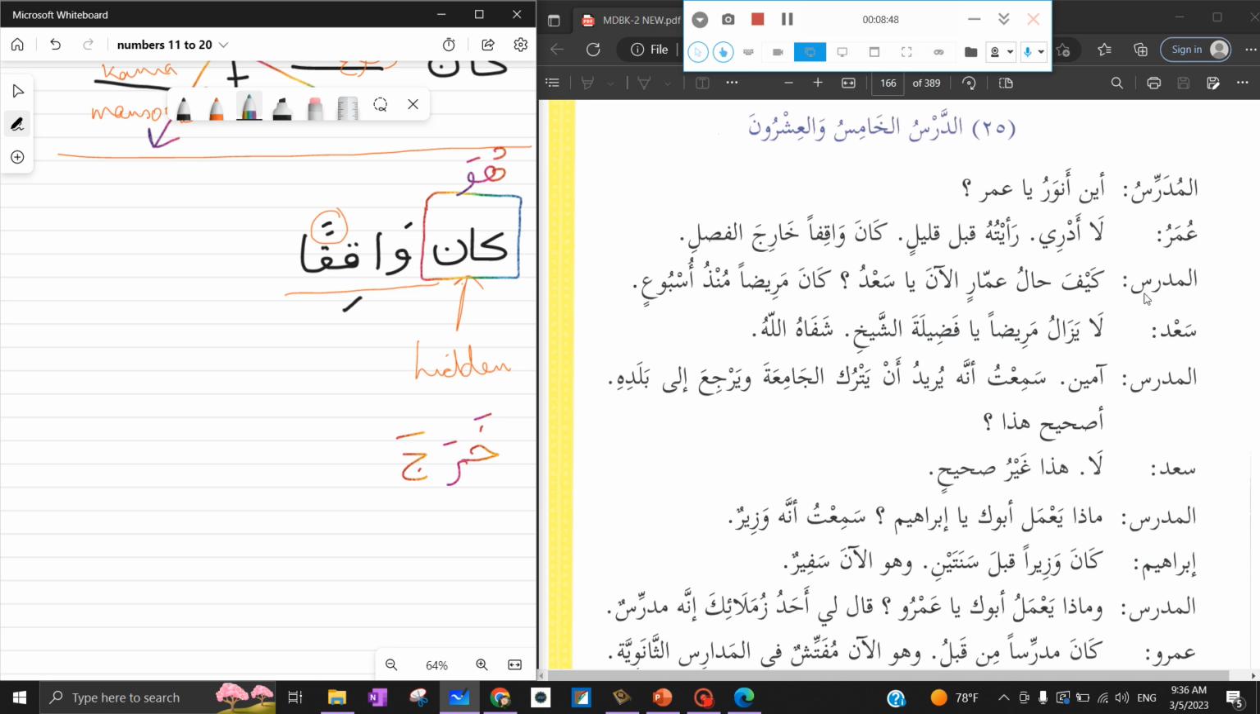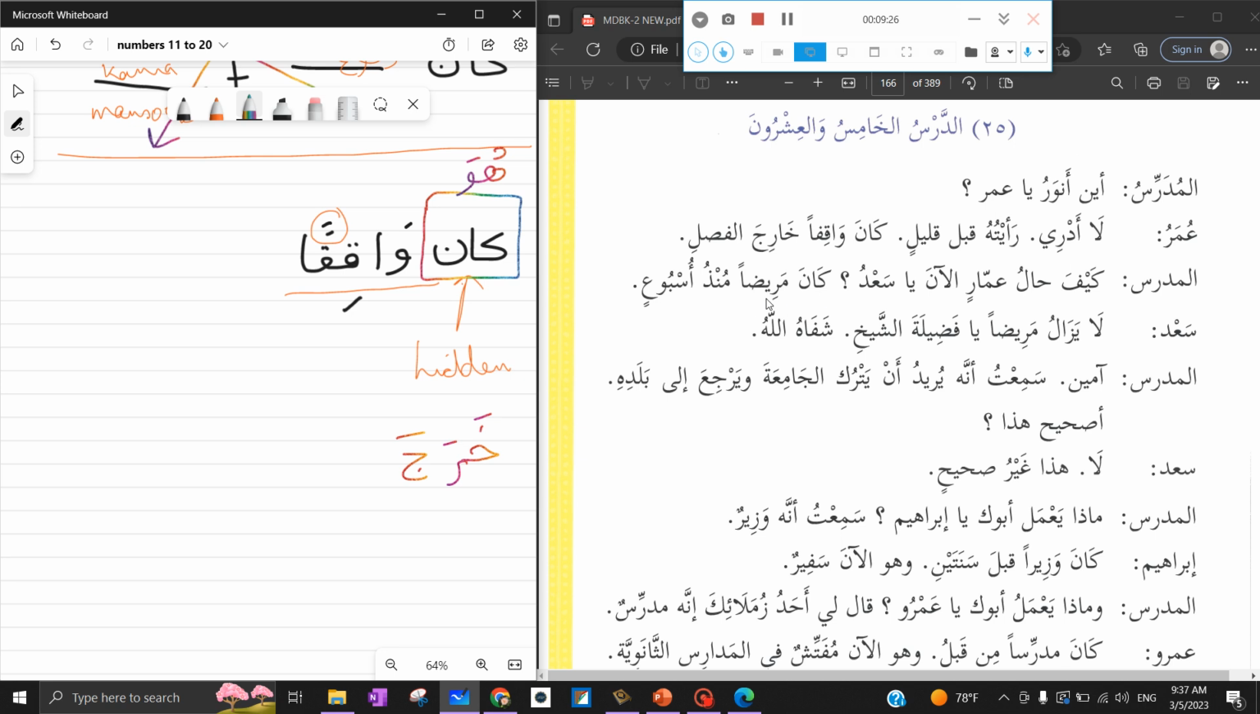So the teacher says, Kaifa halu Ammarin? Means how is he al-an, now? This is also a zarf, and this is mabni on fatha. Ya Sa'adu. So he's asking Saad, how is Ammar? Kana maridan mundu usbu'in. This is also a short phrase. You should memorize all this, like qabla qalilin, a short while ago. Mundu means since. This is also a zarf, and this is mabni on dhamma. Usbu'in, since this is a zarf, usbu'in is coming in the mudaf ilayhi position.